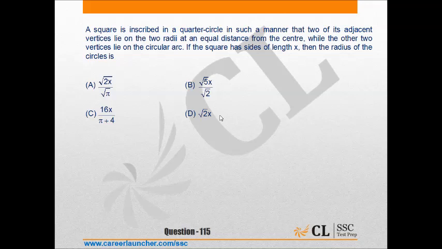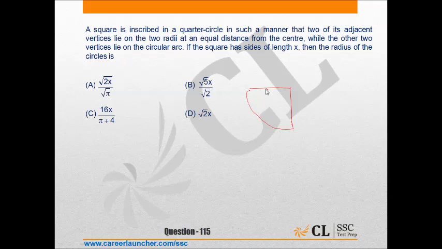A square is inscribed in a quarter circle in such a manner that two of its adjacent vertices lie on the two radii at an equal distance from the center, while the other two vertices lie on the circular arc. If the square has sides of length x, then the radius of the circle is? First of all, to solve this question, let's draw the figure. The figure will be like this.